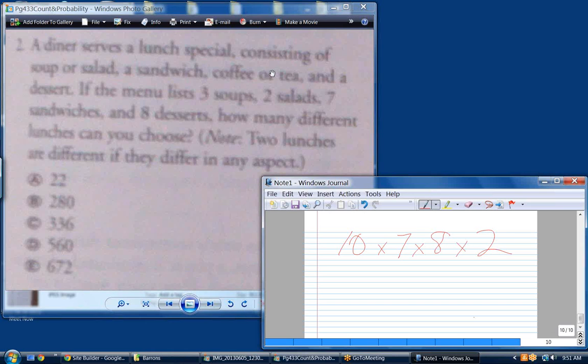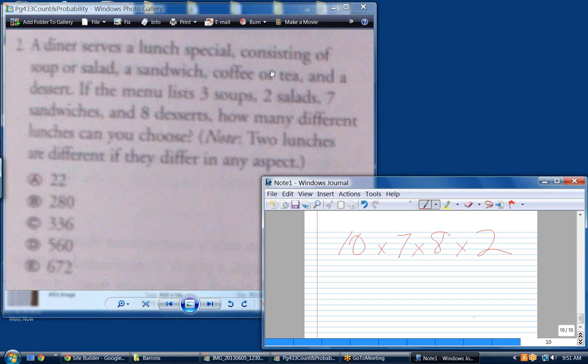Okay, here's what they say. Yeah, the answer is 560. Is that what that is? No. Why is it not? They don't put the tea and coffee in it. Well, no, their answer is 5 times 2 times 7 times 8.